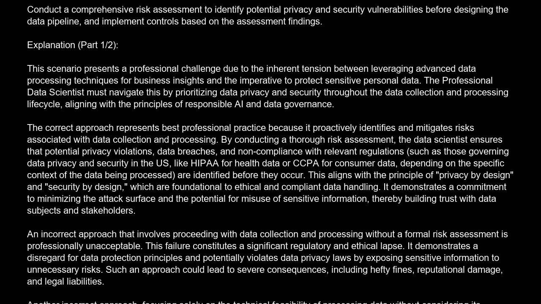An incorrect approach that involves proceeding with data collection and processing without a formal risk assessment is professionally unacceptable. This failure constitutes a significant regulatory and ethical lapse. It demonstrates a disregard for data protection principles and potentially violates data privacy laws by exposing sensitive information to unnecessary risks. Such an approach could lead to severe consequences, including hefty fines, reputational damage, and legal liabilities.